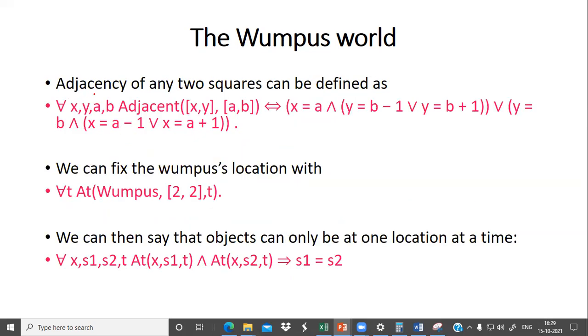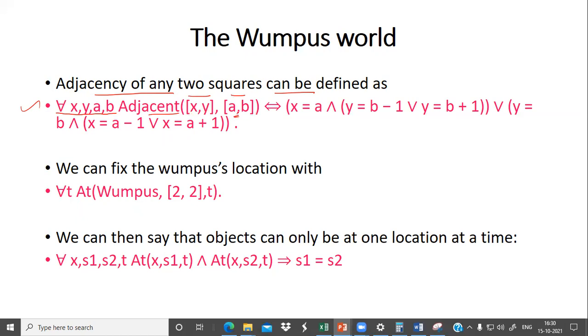Here is another example. Adjacency of any two squares can be defined. If you recall, in propositional logic, if you want to represent that some square is adjacent to some other square, you have to code that for every room. But here we need not do that. We can represent it using just one statement in first order logic. For all x, y, a, b, Adjacent(x, y, a, b) means that (x, y) is adjacent to (a, b).